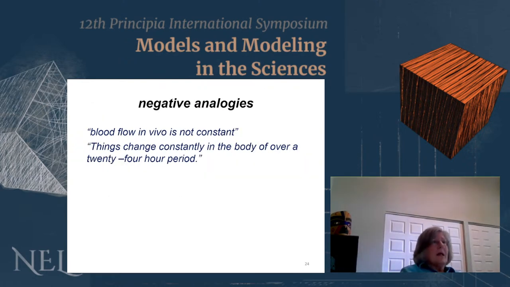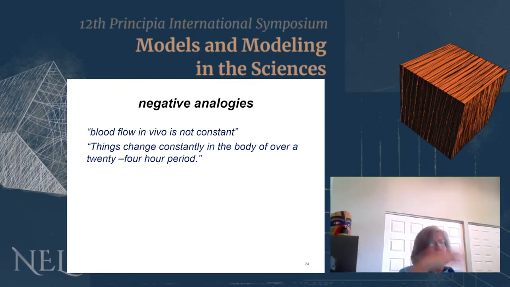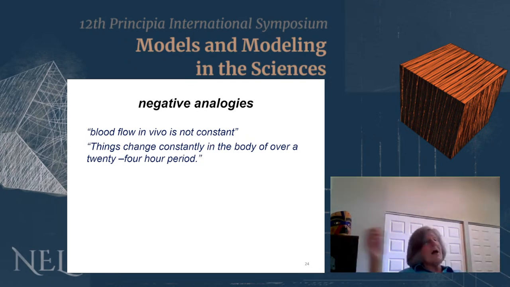Okay, but there are negative analogies. Blood flow in vivo is not constant. When it pushes out of your heart, it's pulsatile. And there are eddies and currents, particularly if there are constrictions, but where it is constant or relatively constant is at your extremities. So it's replicating at least part of that system, but they know this is a negative analogy. Plus, things change constantly. That was the problem with the cows. Over a 24-hour period, all kinds of things go in our bodies. And so it's not steady, which is also an uncontrolled thing for engineers.